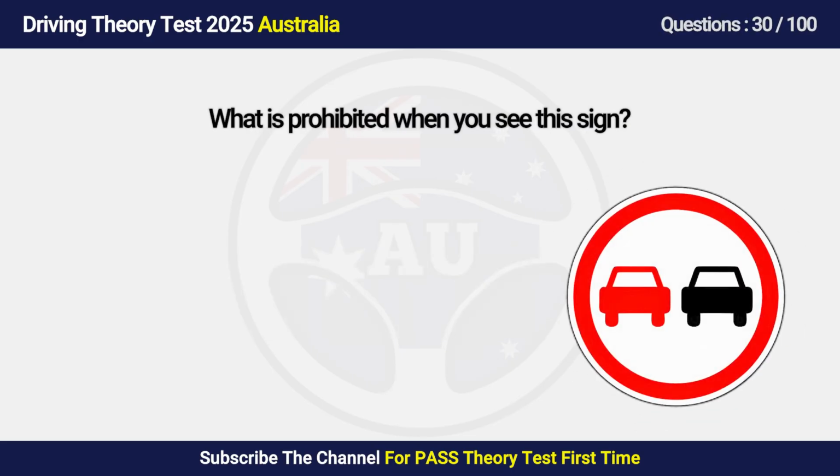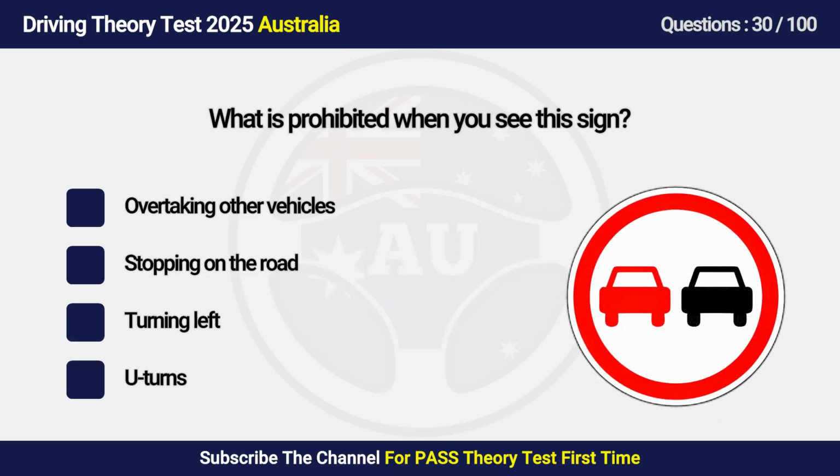Question 30. What is prohibited when you see this sign? A. Overtaking other vehicles. B. Stopping on the road. C. Turning left. D. U-turns.